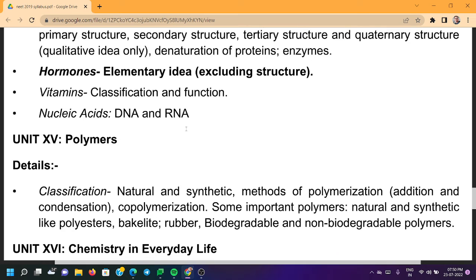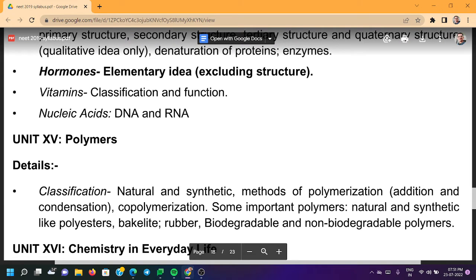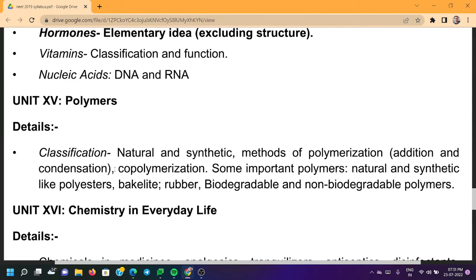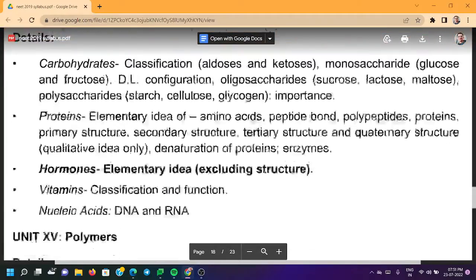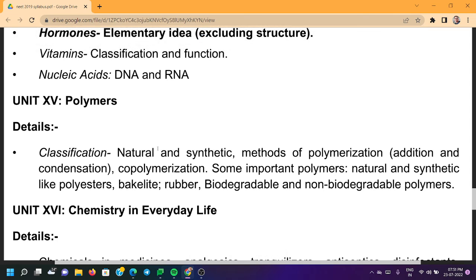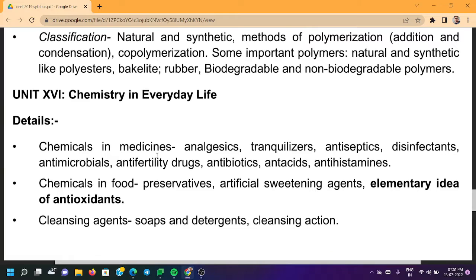Hormones, elementary idea, excluding structure. Vitamins, classification and function. Nucleic acids, DNA and RNA. Class 12th Chemistry Unit 15 Polymers. Classification, natural and synthetic. Methods of polymerization, addition and condensation, copolymerization, some important polymers, natural and synthetic like polyesters, bakelite, rubber, biodegradable and non-biodegradable polymers.